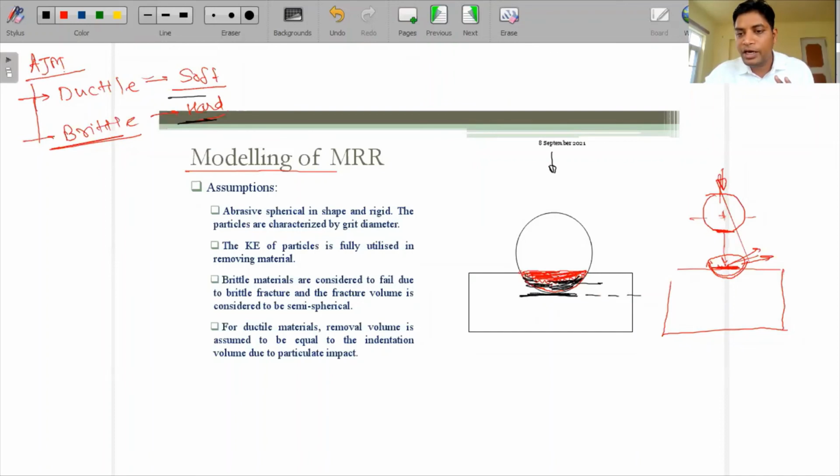So we are defining this by delta, and this delta is basically the maximum indentation. We can also write it as delta maximum. So this is the maximum indentation. Up to that there is an impingement. But now let's see how much amount of the material is removed. So now we are assuming that only this much amount of the material is removed.